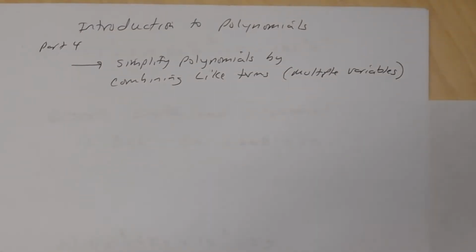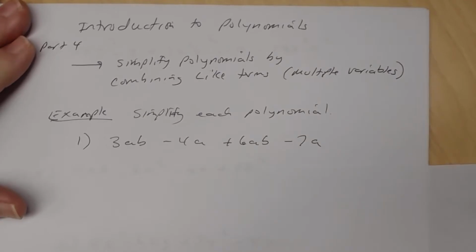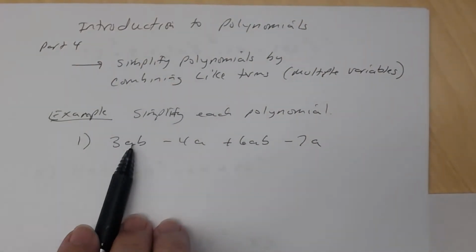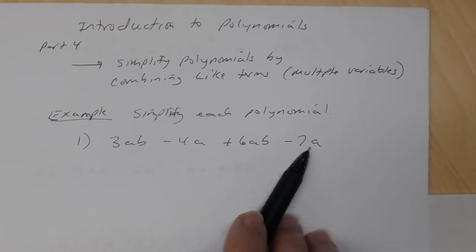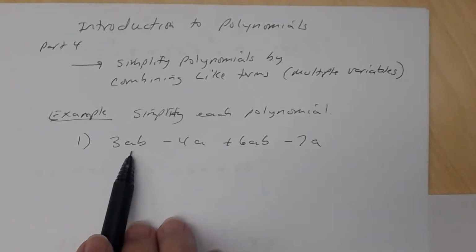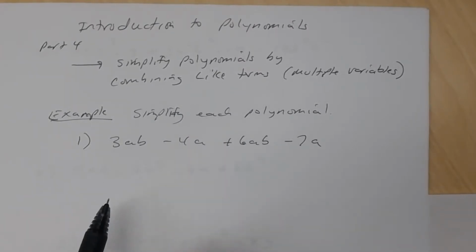So in this lesson, though, the polynomial will have multiple variables. And so what I mean by that is this. So you look at this example. This term has two variables, a and b. So instead of one variable, it has two variables. So if you look at this polynomial, some terms contain a's and some terms contain b's. All right, so remember, just as before, you want to simplify the polynomial by combining like terms.